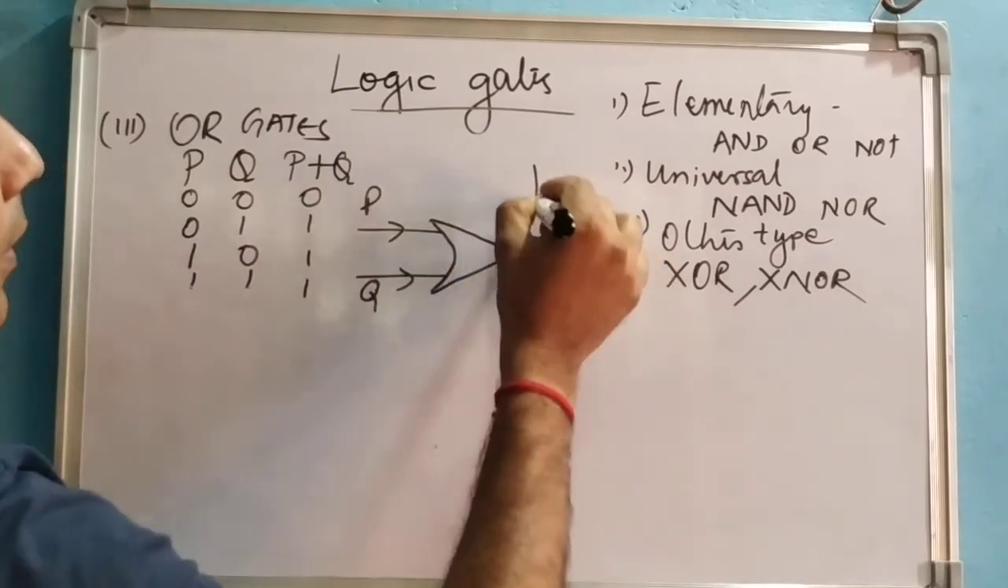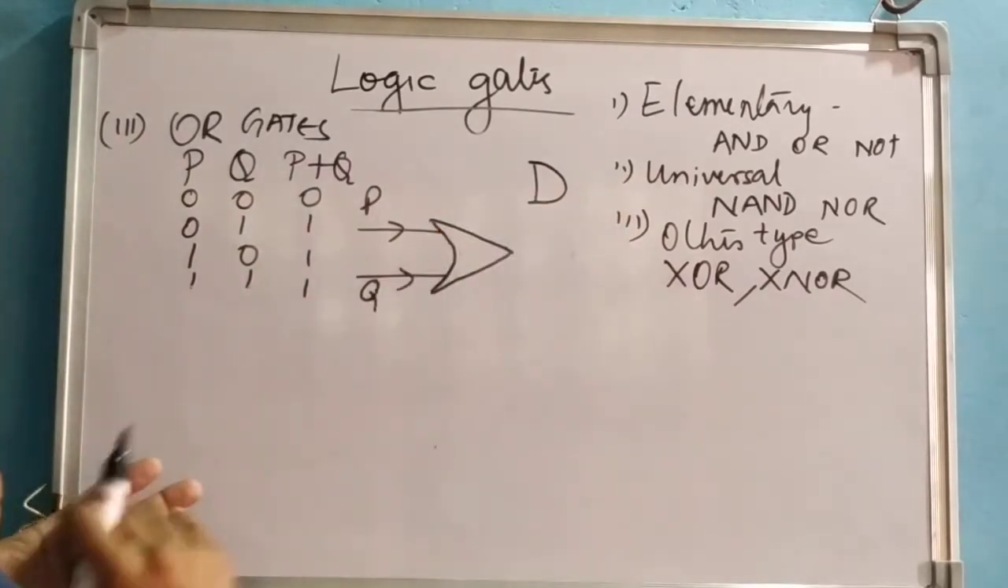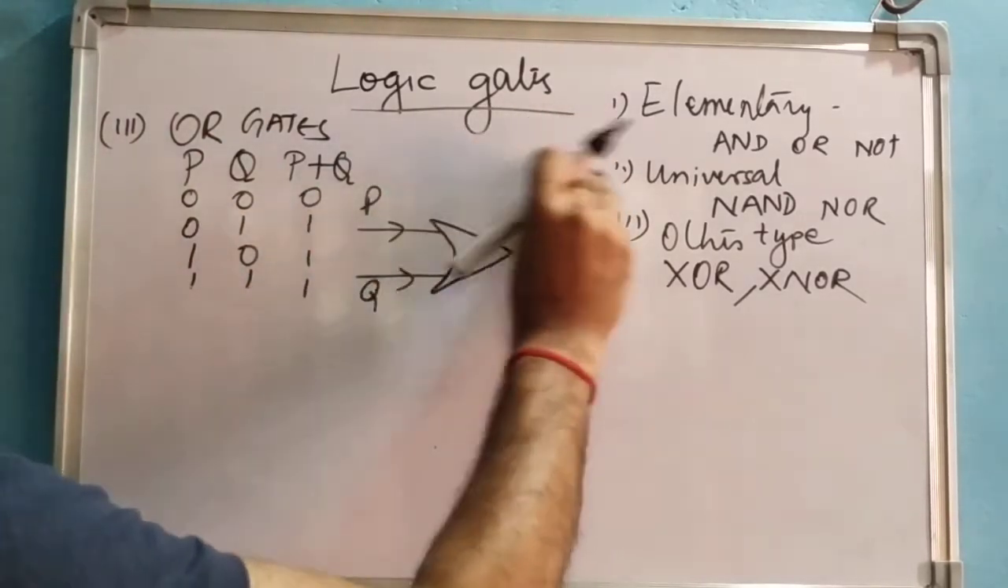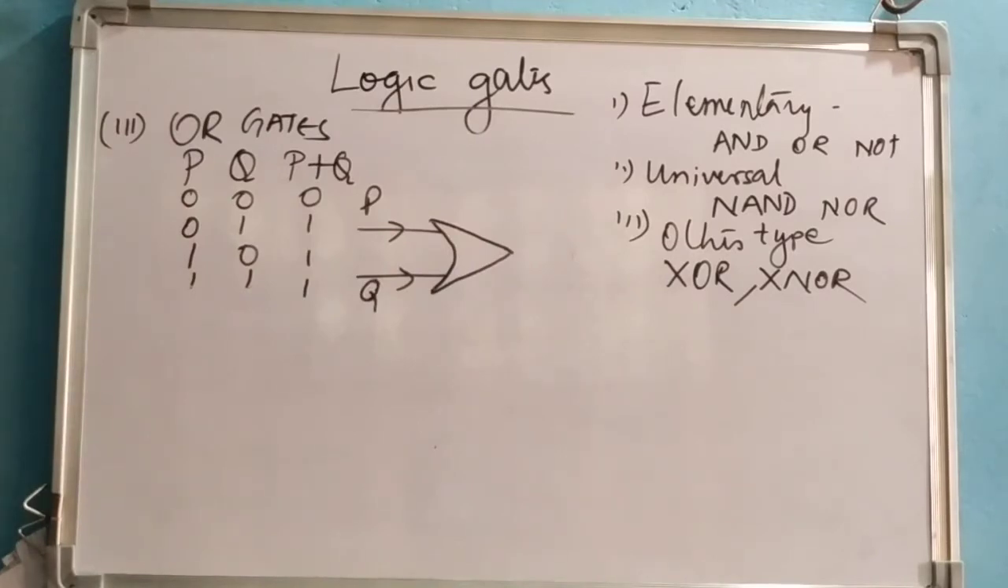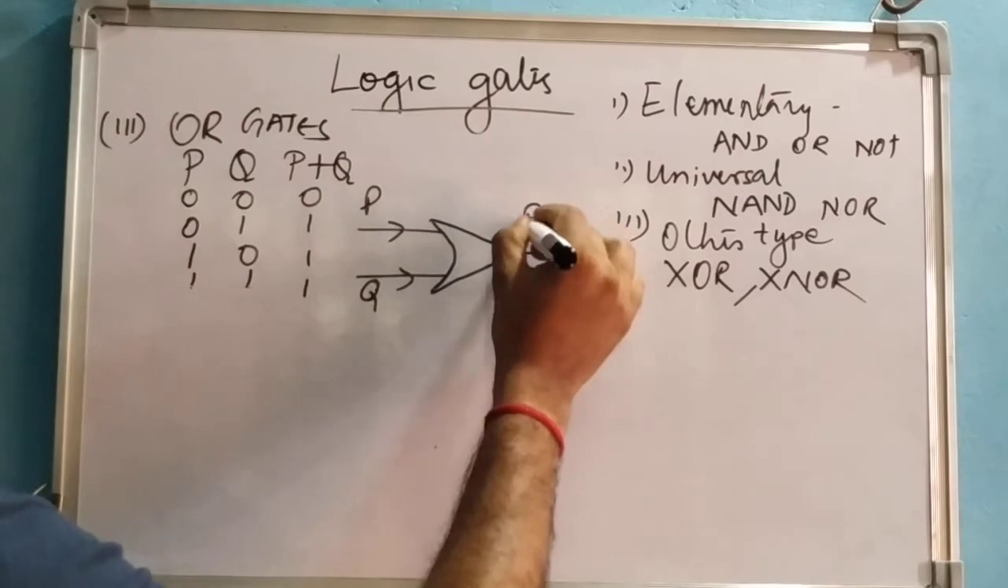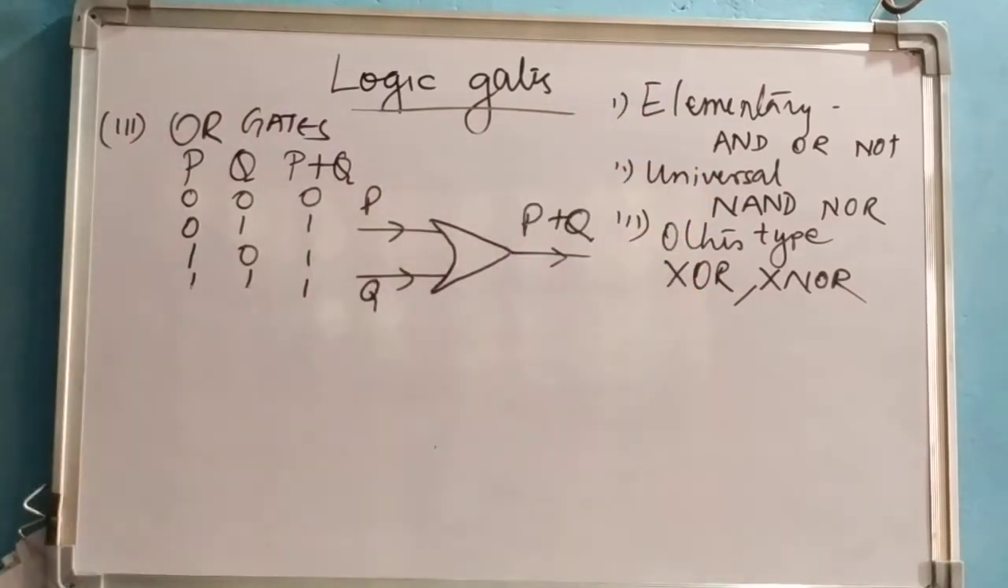So in that case, this end was like a D, this one end was like D, and this one is the curved one. So with the curved one, we can then use the arrow. So this represents P or Q. Okay, so this is the logic gate that represents P or Q.